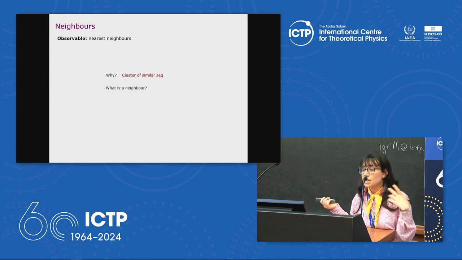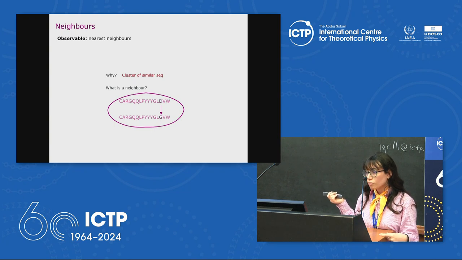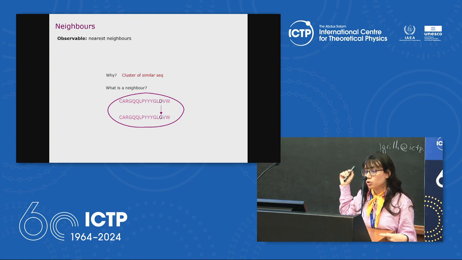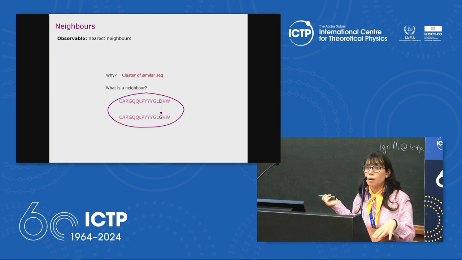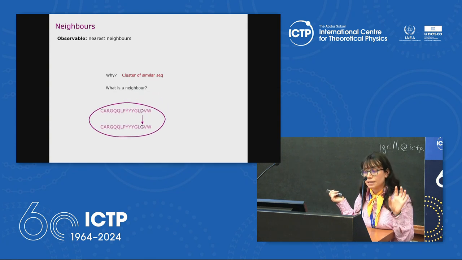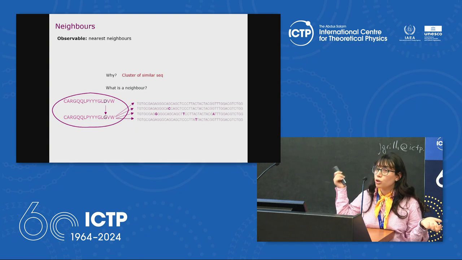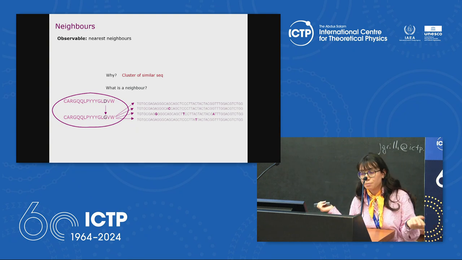And what is our definition of neighbor? We start with two sequences in amino acid, two CDR3 amino acid sequences. We define as neighbors the ones that are just one amino acid away. Then we add multiplicity, defined as the number of distinct nucleotide sequences in the data set that translate to that amino acid sequence. So in this example, the sequence on the top will end up with four neighbors.